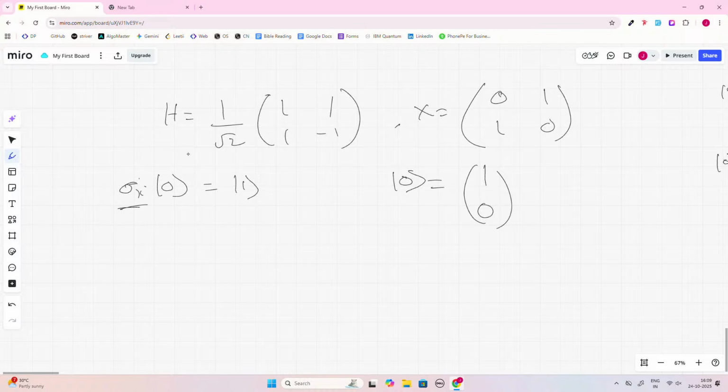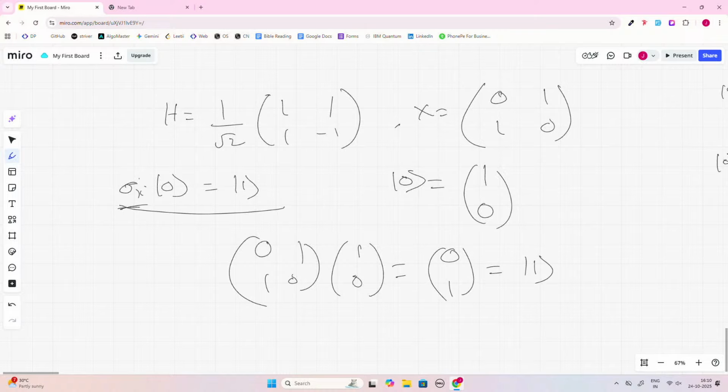Just do this. What is Pauli X? This one. So 0 1 1 0 times 1 0. Calculate it. Matrix multiplication. Eighth class, when does it come? Okay, I forgot. So it will be 0 1. Try to multiply it. The output will be 0 1. 0 1 is which state? 1 state. So that is how you get the answers.